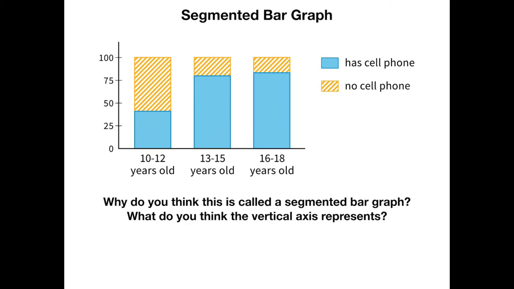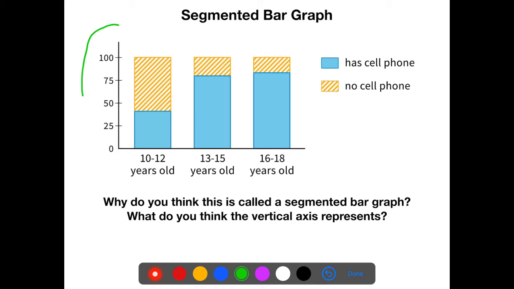Now back to this slide, the segmented bar graph. Why do we think this is called a segmented bar graph? Well, segmented means that it is divided into different segments, and so each bar is divided into different pieces. And then what do we think the vertical axis represents? So over here, this represents the number of people who have a cell phone or do not have a cell phone.